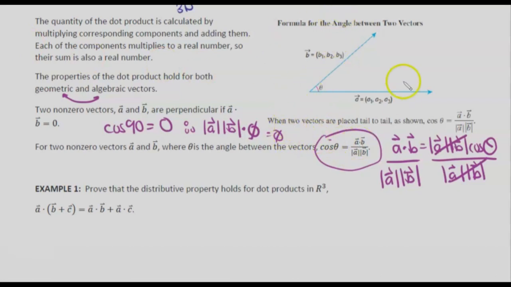Okay, so take a look at this diagram here. The formula for the angle between two vectors. So remember, when two vectors are placed tail to tail, this is our angle that we're dealing with. So cos of this angle, which is tail to tail, equals the A dot B over the magnitude of A times the magnitude of B.